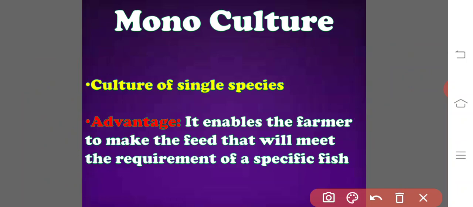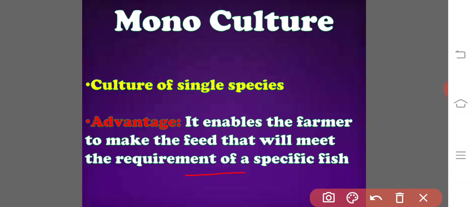What is the advantage of monoculture? It enables the farmer or owner to make the feed that will meet the requirement of the specific fish. If you grow more than one type, they have different feeding habits, and they depend upon different kinds of food material.